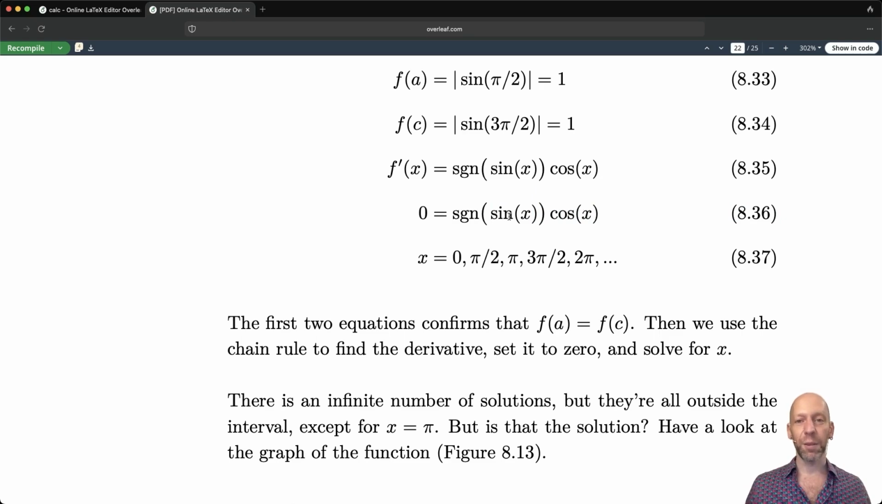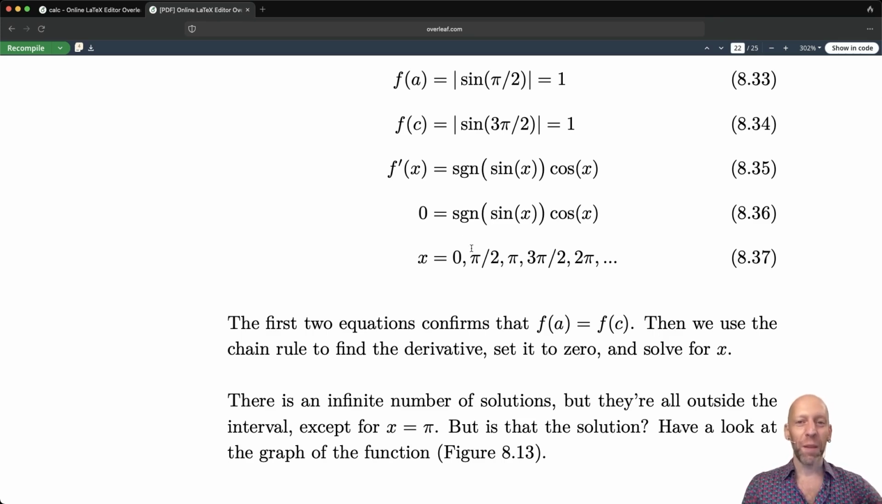When one of them is 0, then the whole thing is 0. So when is sine or cosine equal to 0? Well, it happens when x equals 0 and pi over 2 and pi and 3 pi over 2 and so on. Infinite number of these solutions.